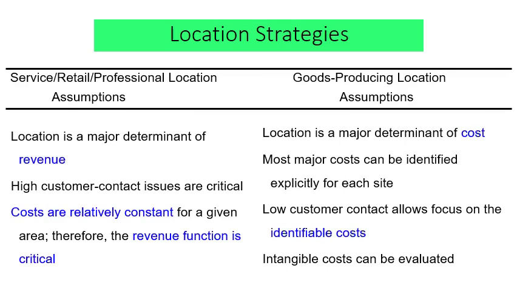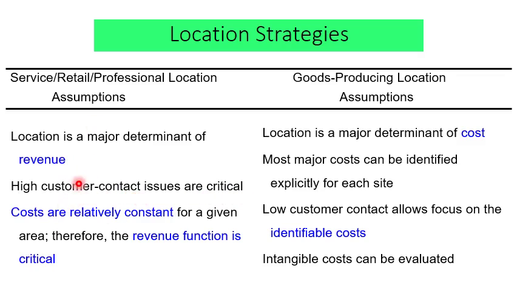Let us see service and the manufacturing location decisions. In the case of service providing companies, we have to focus on revenue maximization. The location is major determinants of our revenue. Whereas in the case of manufacturing facilities, or in the case of manufacturing company, cost is the main determinant, the main determinant for the location. In the case of service, revenue. In the case of manufacturing, cost.